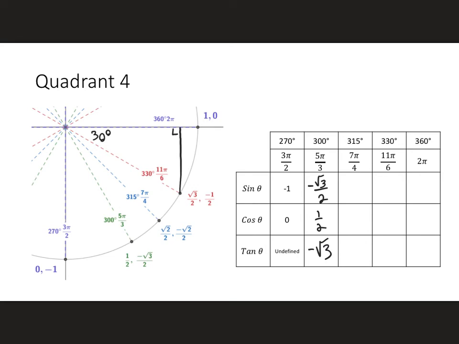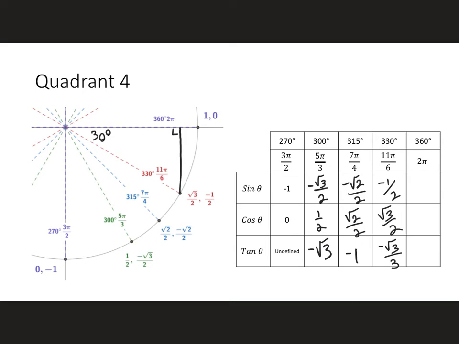For 315 degrees, our reference angle would be 45 degrees. Once again, that is the isosceles one. So our y value will be negative square root of 2 over 2. Our x value is the square root of 2 over 2. And our tangent will be, since one of them is negative, negative 1. And in the 330 degree angle, which has a reference angle of 30 degrees, our y value is negative 1/2. Our x value is the square root of 3 over 2. And our tangent will be negative square root of 3 over 3.